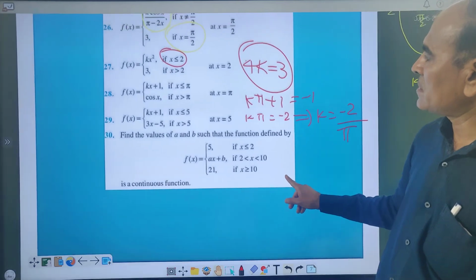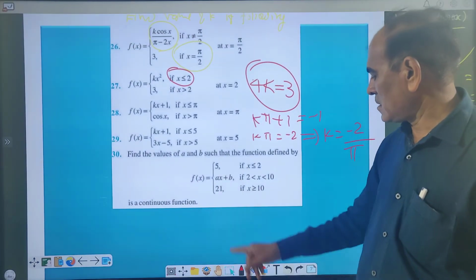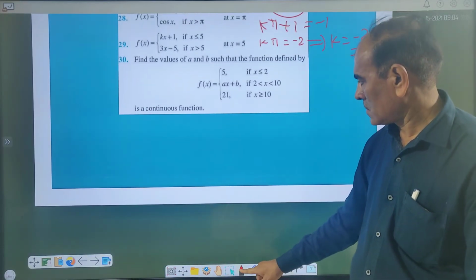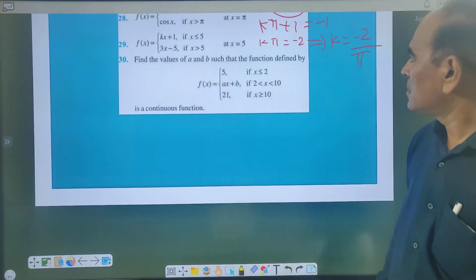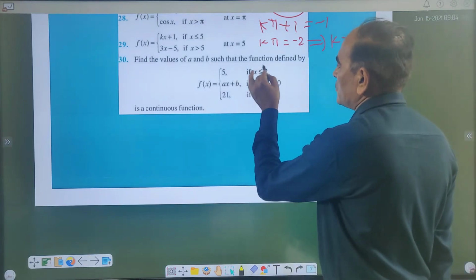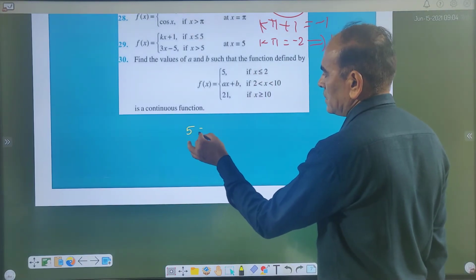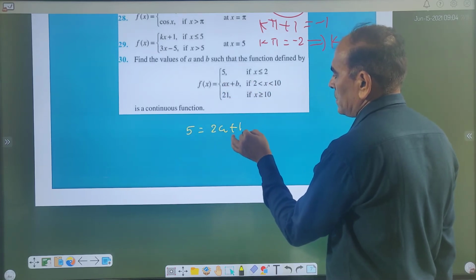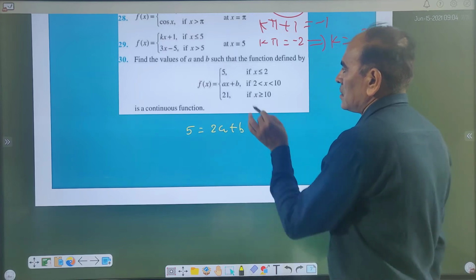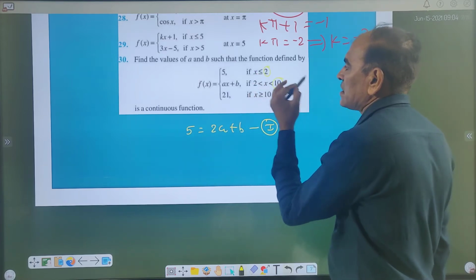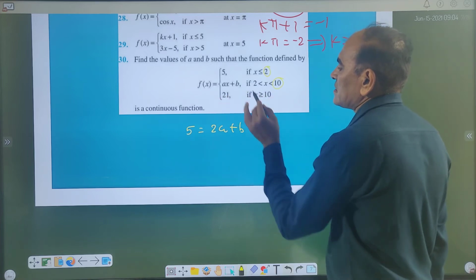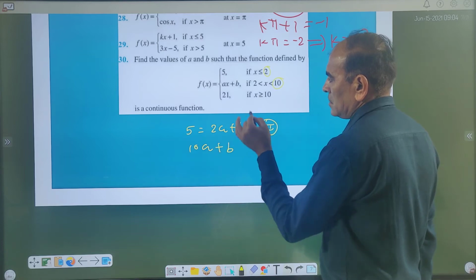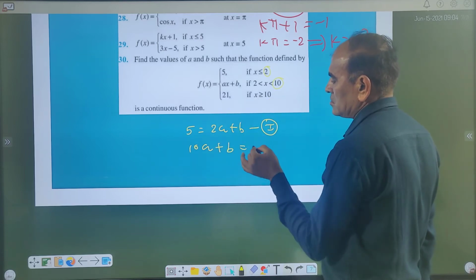So this type of example they are going to ask as a multiple choice question. Find the value of a and b. If it is continuous at 2, the limit is pi. Less than 2, greater than 2, then 2a plus b, one relation is there. It is continuous at 2 as well as at 10. If continuous at 10, then what do we get here? 10a plus b is equal to, for x greater than 10, it is 21.